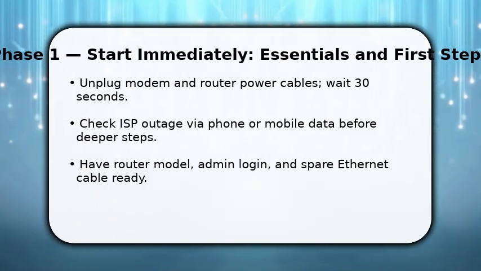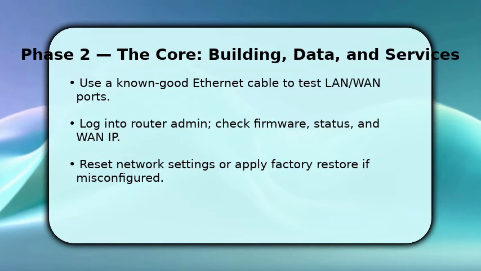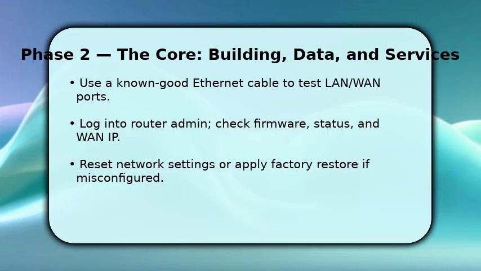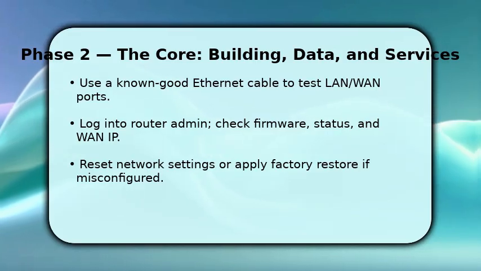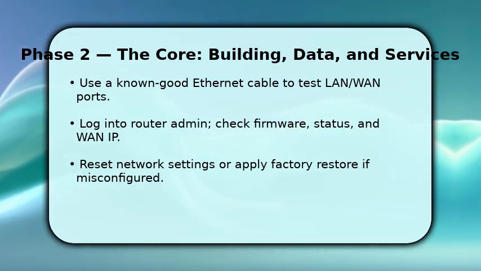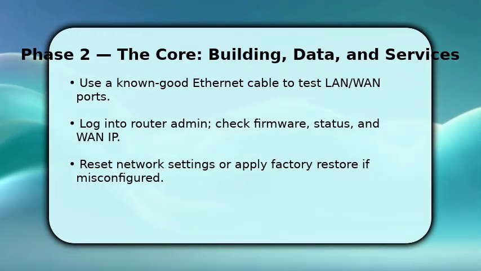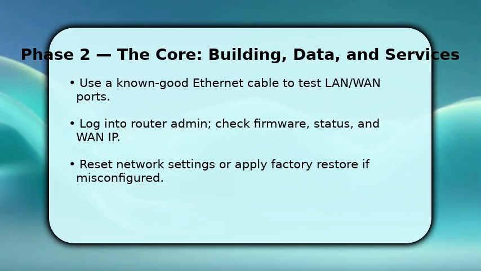and ports testing. Now you inspect physical links and the router's configuration because a faulty cable or bad WAN IP causes that red indicator. First, swap cables and test each LAN and WAN port with a working Ethernet lead. If a port is dead, the device may need repair. Then log into the router's admin page to view firmware, connection type, and WAN IP.